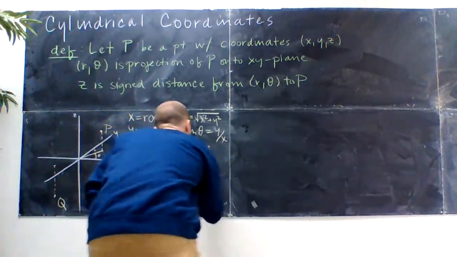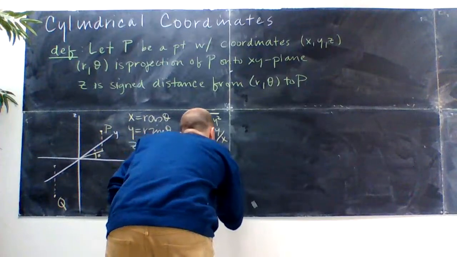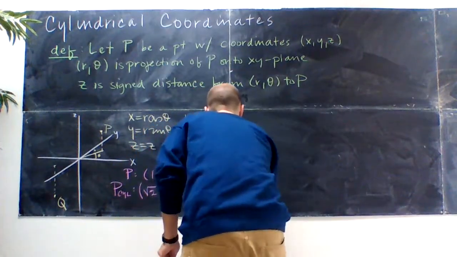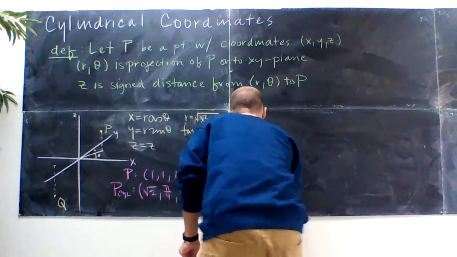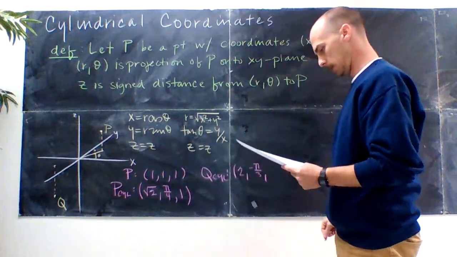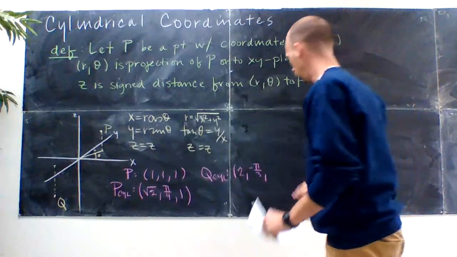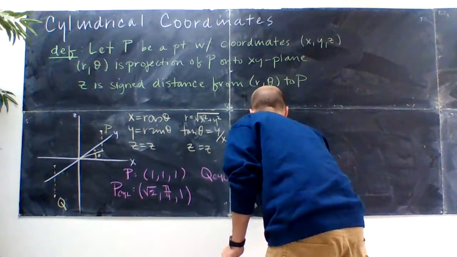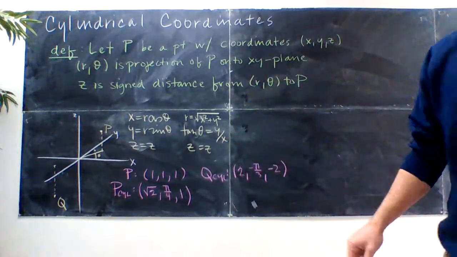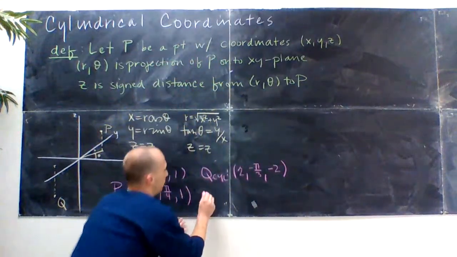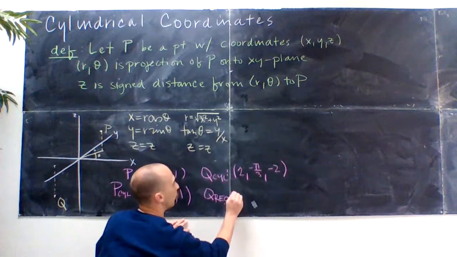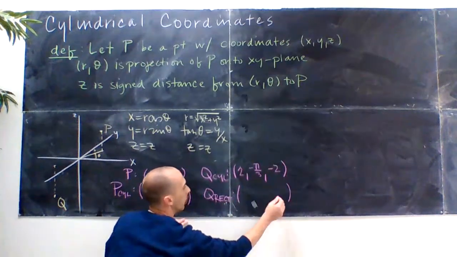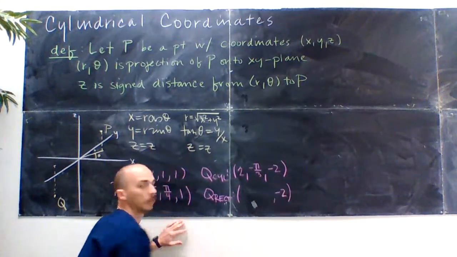And so 2, negative pi over 3, and what did I say? Negative 2. Okay, if I'm trying to find the rectangular coordinates of this, it should be pretty easy. I'll start with the easy coordinate, right? Z is going to be negative 2 because Z is equal to Z.